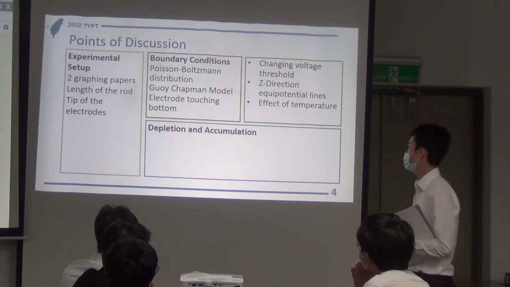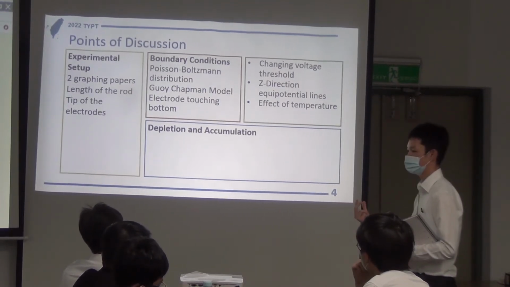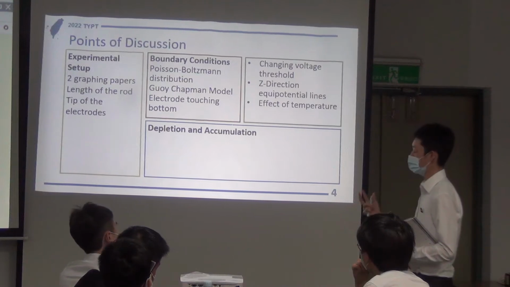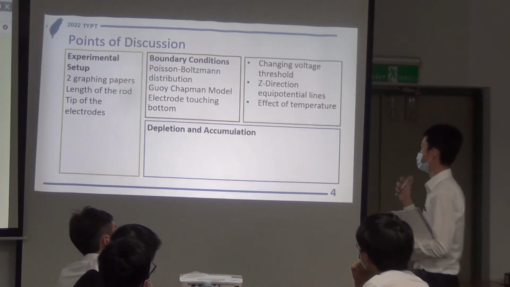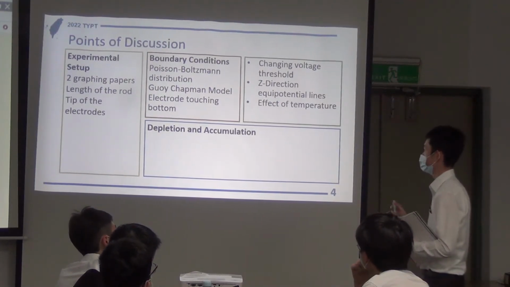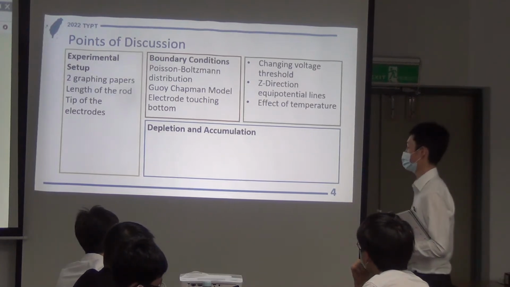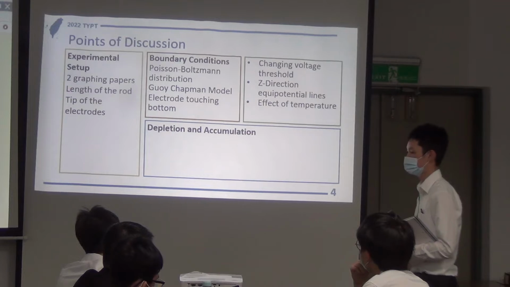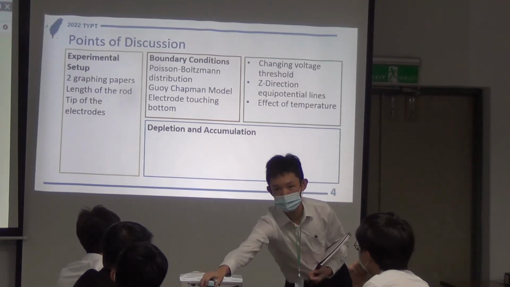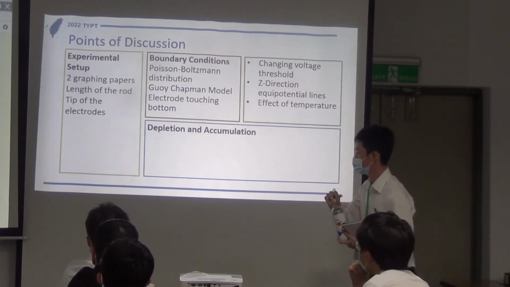For experiments, we would like to talk about changing the voltage threshold to get the electric double layer effect, z-direction equipotential lines, and the effect of temperature. And most importantly, we'll talk about diffusion and accumulation at the anodes and cathodes. That was our outline. So I think we may begin our discussion.